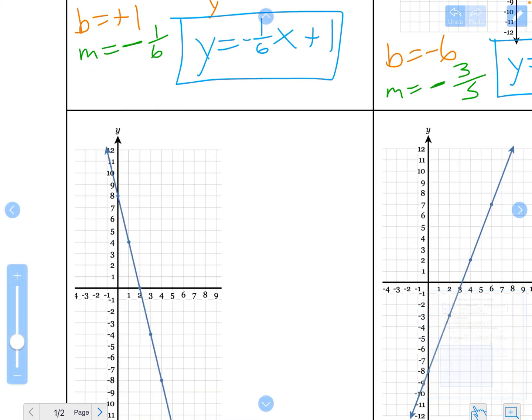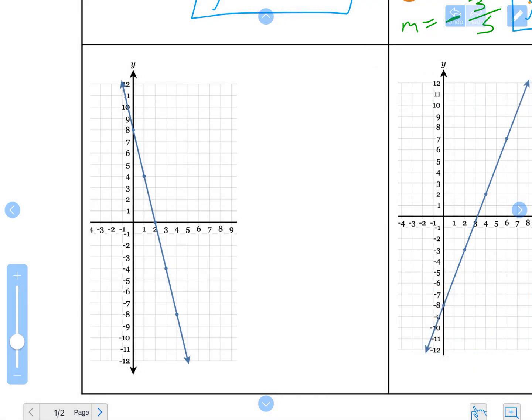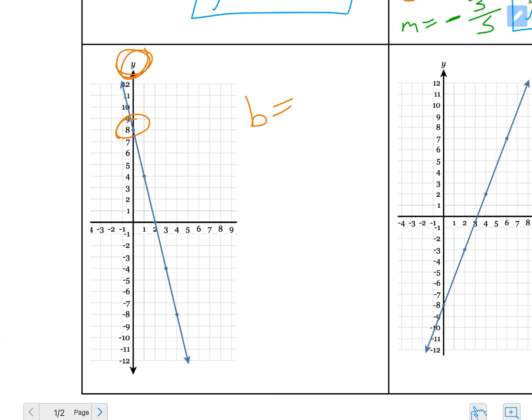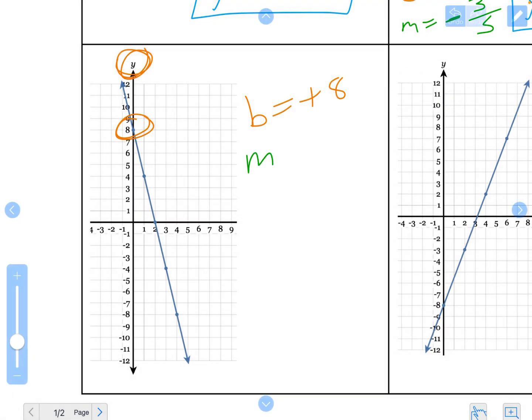All right, so let's look at our last 2 lines. Again, I need to find my b, or my y-intercept. B is where it's going to cross the y-axis. So it crosses the y-axis here at +8. Next, I need to find my slope, or my rise over run. Again, this one goes downhill, and because it goes downhill, my slope is going to be negative.